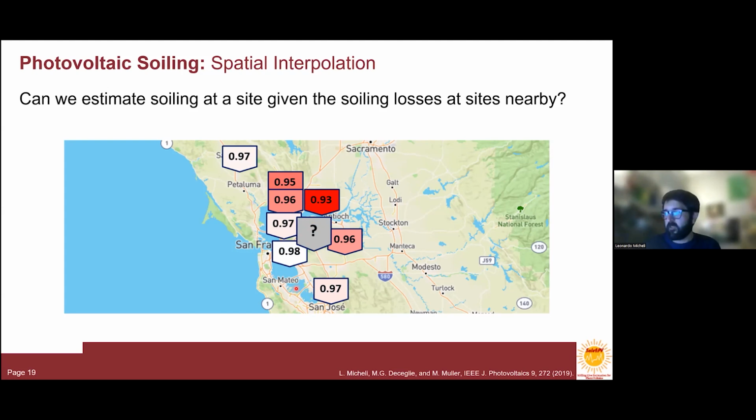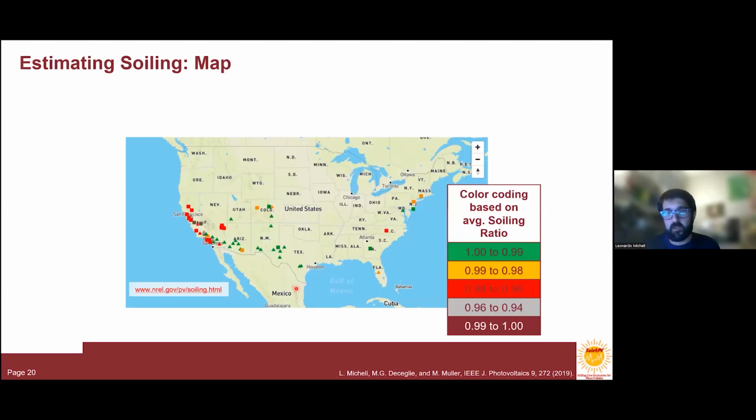And why am I showing that? Because it's becoming more and more common to have resources like the NREL soiling map. The NREL soiling map is essentially a website where NREL researchers have gathered information about soiling. Now, this is specific for the US, but you can find similar maps also worldwide.